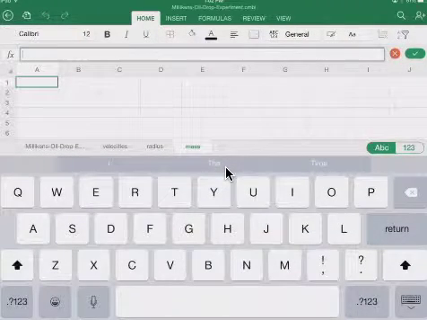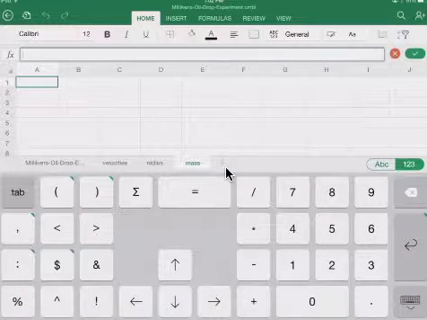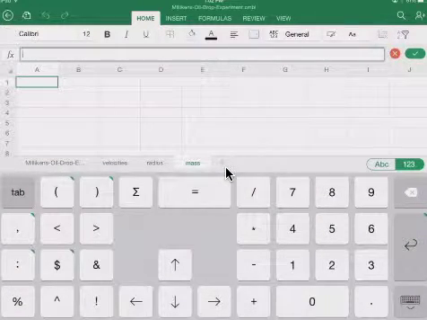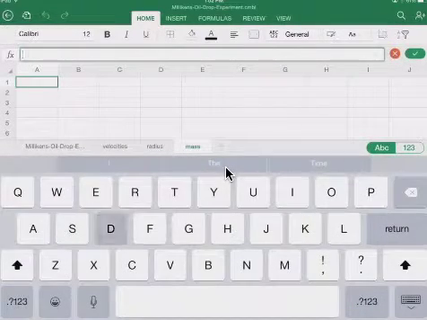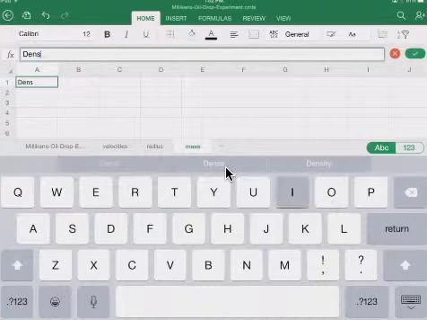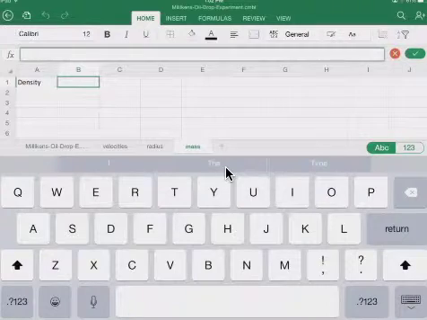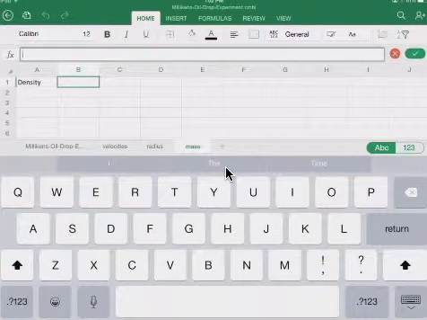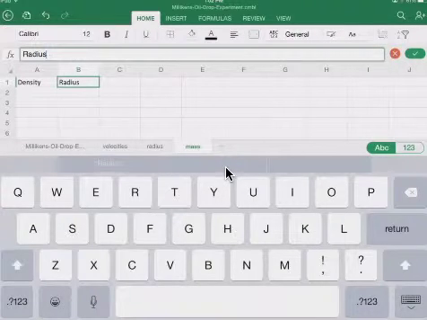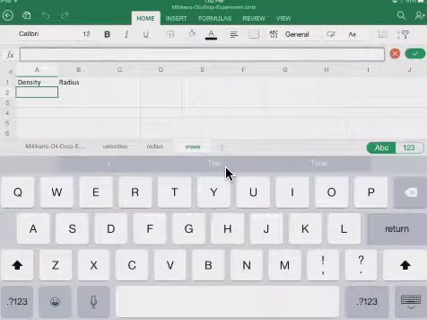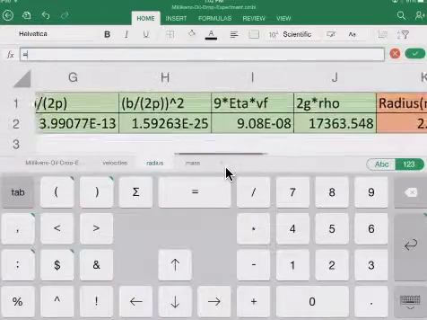So let's go ahead and get our radius, and let's get our density from the other page. Let's say that this is density, and we already know that our density is in kilograms per meter cubed, and then we also have our radius, and that's just going to be in meters. So density equals, go back to radius, and the density should have been given to us.